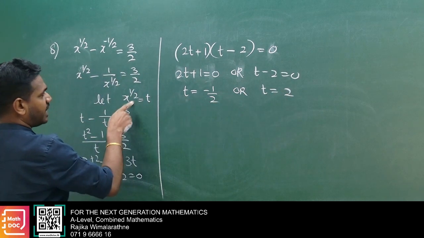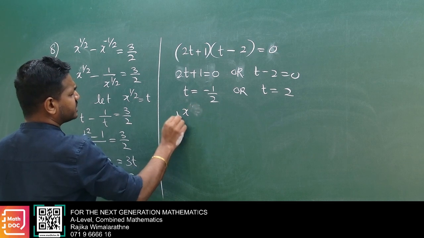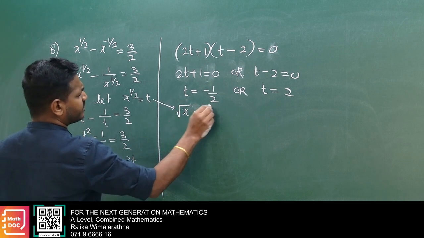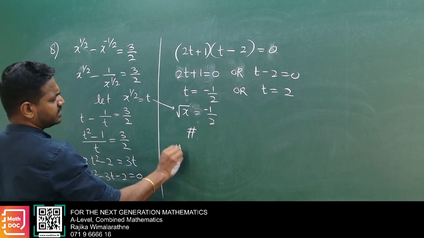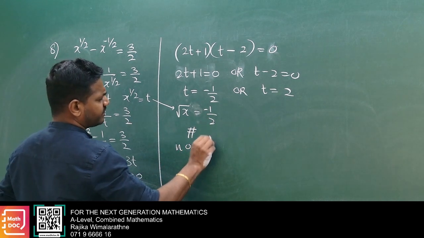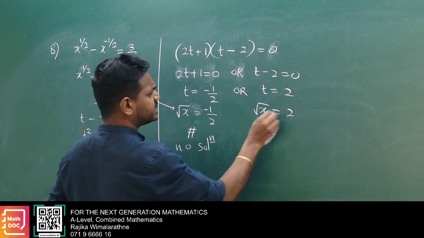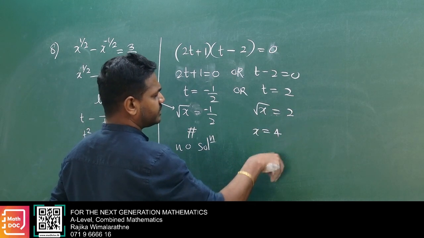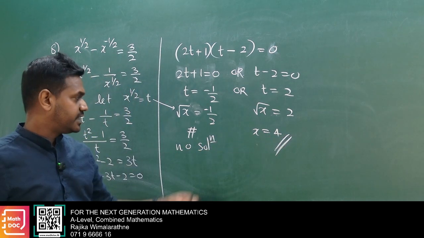Then t means x to the power half, no? X to the power half means root x, no? We know this one, contradiction. Then no solution for this. And here root x equals 2, this is possible. x equals 4 is possible. But here this one is impossible.